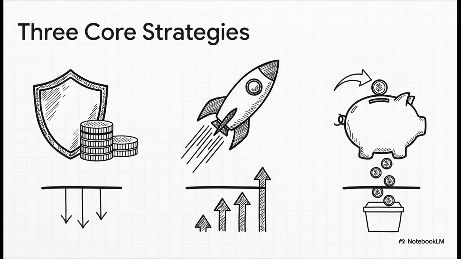Hedging, that's that insurance idea we kicked things off with. Let's say you own 100 shares of a stock, but you're worried it might drop. You could buy a put option to protect yourself. Speculating is all about leverage. Maybe you think a stock is going to shoot to the moon, but you don't want to shell out all the cash to buy the shares. Well, you could buy a call option to get in on that potential upside, but with way less money on the line. And then there's generating income.